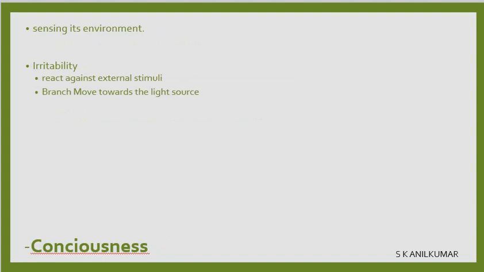Consciousness is an important characteristic of living beings. It is the ability to sense the environment. For example, irritability is one of the parameters by which we measure consciousness. What is irritability? You get irritated. The reaction against external stimuli is called irritability. The branch moves towards the source of light. The root moves towards the source of water. That is the response to sensing the environment.